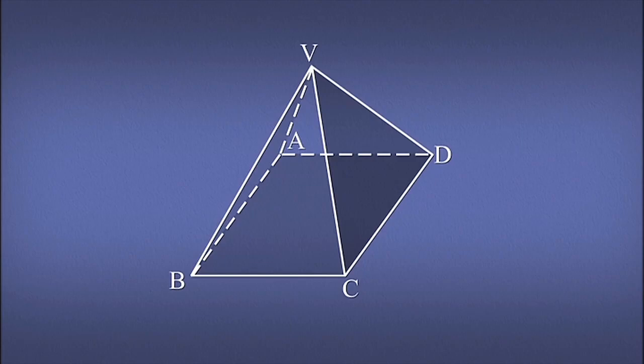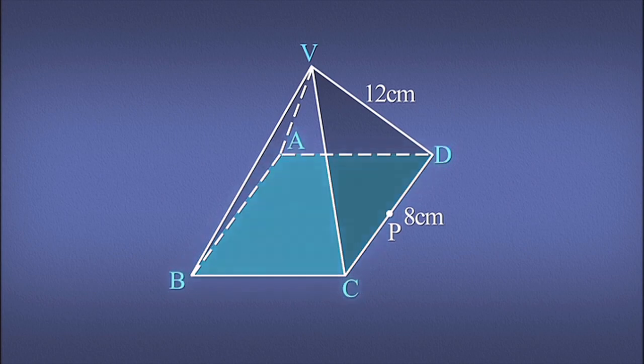Last, let's apply our knowledge and skills in geometry to solve a 3D problem. Here is a regular pyramid. The length of the base is 8 centimeters. The length of the edges of this pyramid is 12 centimeters. Point P is a midpoint of CD. Let's find the distance between point V and the plane ABCD. Then find the angle between plane VCD and plane ABCD. Give all answers correct to 3 significant figures.